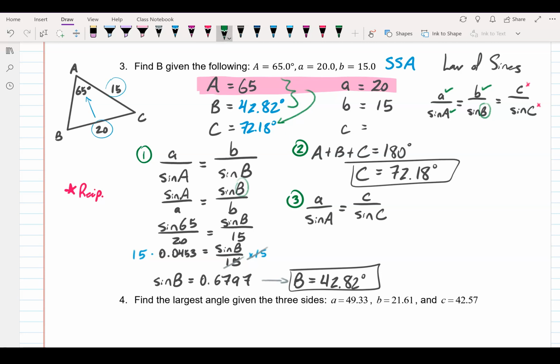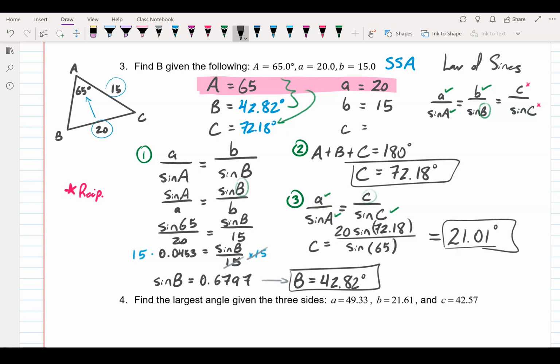So let's see, what do I have? I have little angle A. I'm looking for side C, and I have angle C. So this one is going to be a little easier to calculate. Just going to rearrange here. C equals, and again you can cross multiply. All I need to do is cross multiply the A and the sine C to cancel it out. So A times sine C, A is 20. Sine C, C currently is 72.18, divided by sine of A. A is 65. And then if you calculate those pieces, you should get something close within a few decimals to 21.01. That is C.